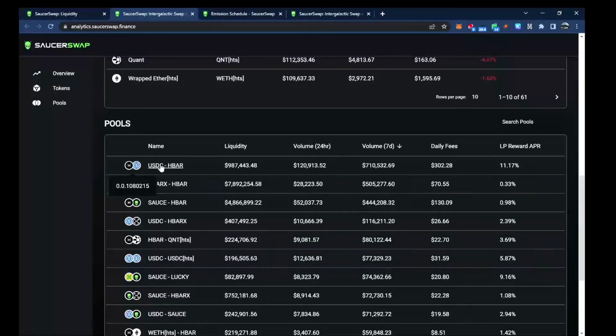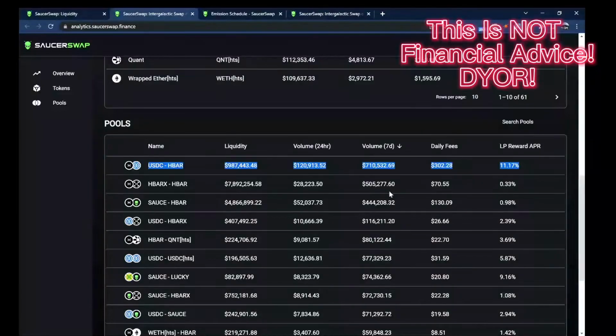As you can see here, this pool has a much higher trading volume than every other pool. Obviously HBAR, HBARX, and HBAR and SAUCE have very high trade volumes, but over a 7-day period, that tells me it's a no-brainer. If I want to get more money from the transactions, then I want to be using this pool.